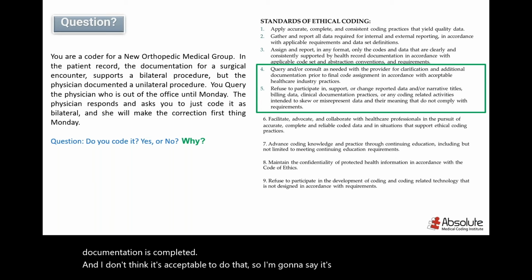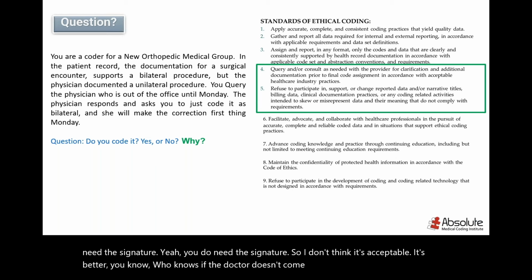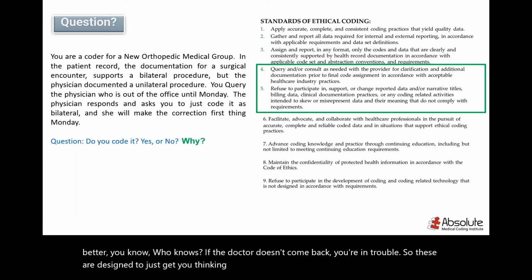And they said, look, you need the signature. Yeah, you do need the signature. So I don't think it's acceptable. Especially, you know, who knows if the doctor doesn't come back? You're in trouble. So these are designed to just get you thinking about the ethics, the ethical coding.